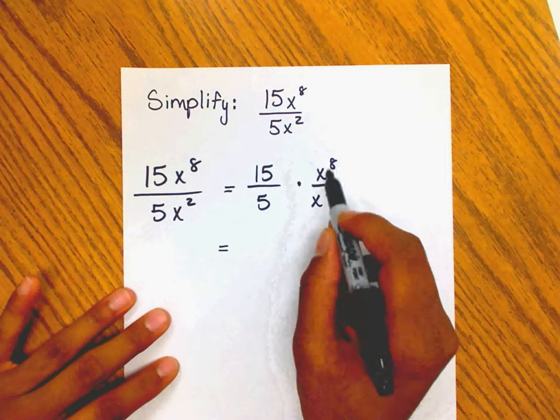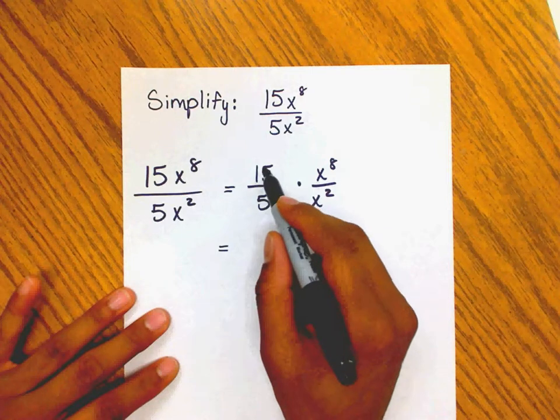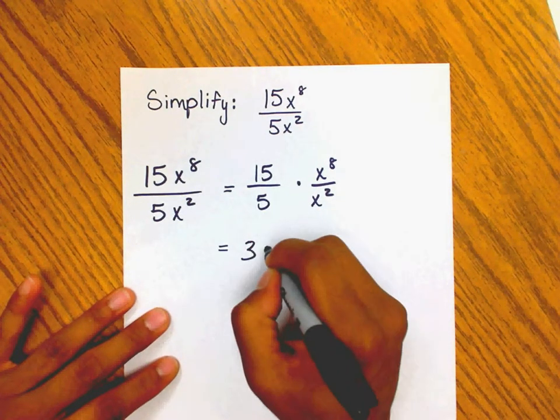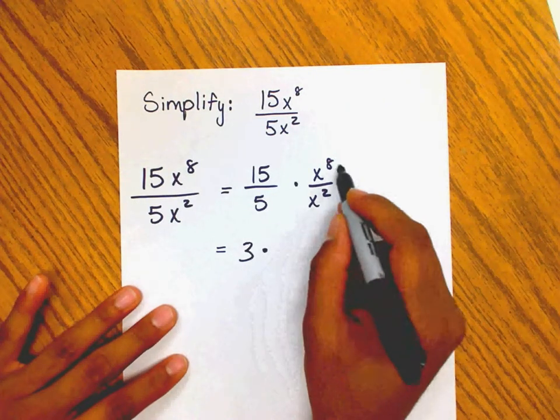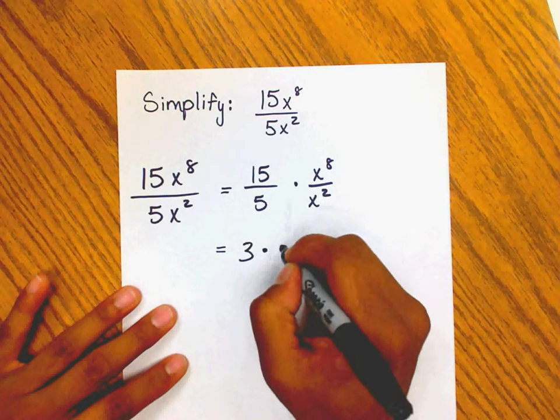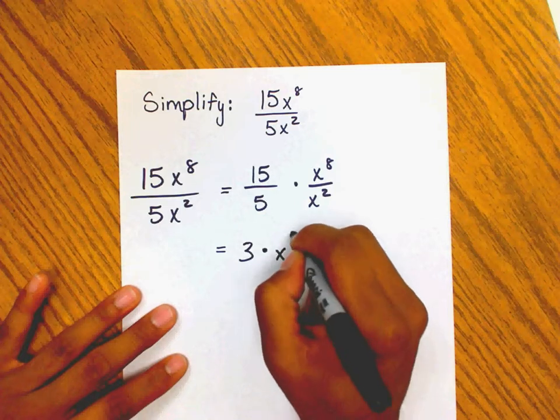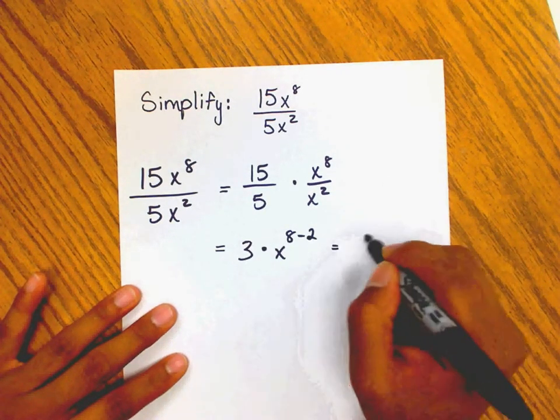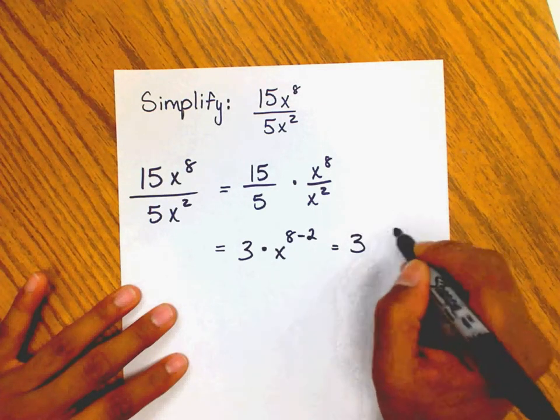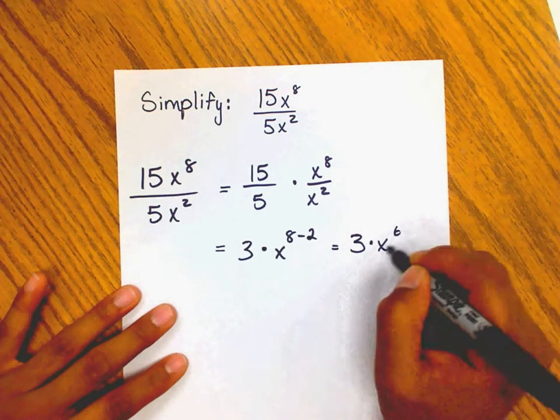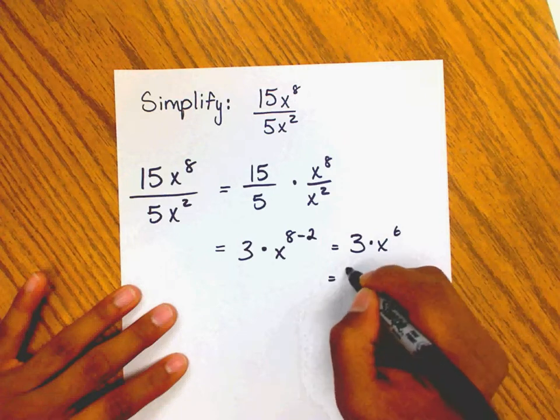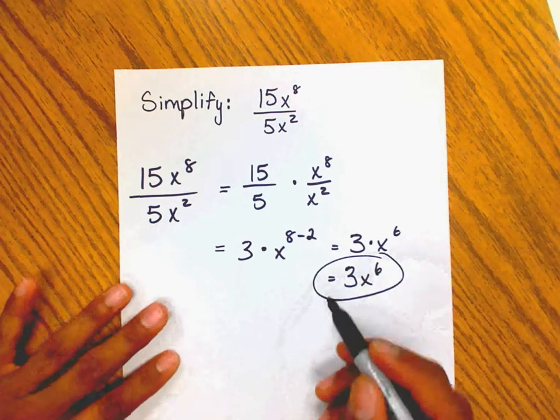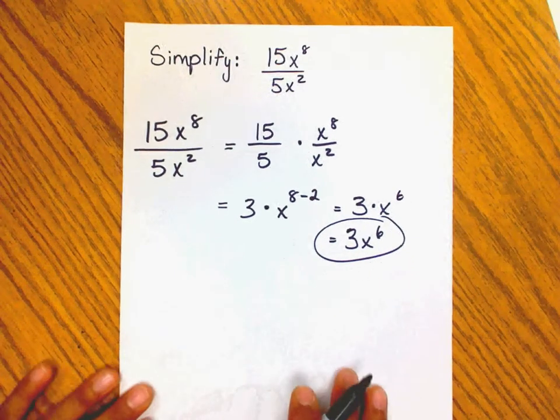We know that 15 divided by 5 is 3 times. Remember, we subtract. So this is going to be times x to the 8 minus 2. That's simply going to give us 3 times x to the 6. We rewrite our final answer without the times. So 3x to the 6, okay? Now, you could show your work another way, and I'm going to go ahead and do that now, okay?